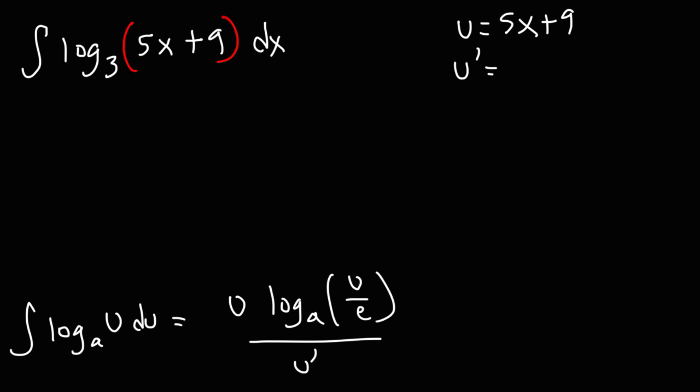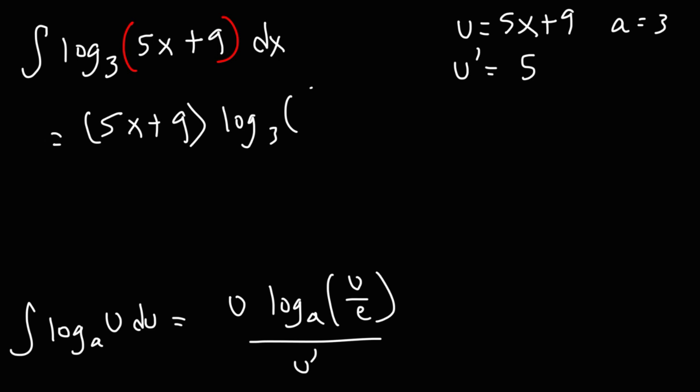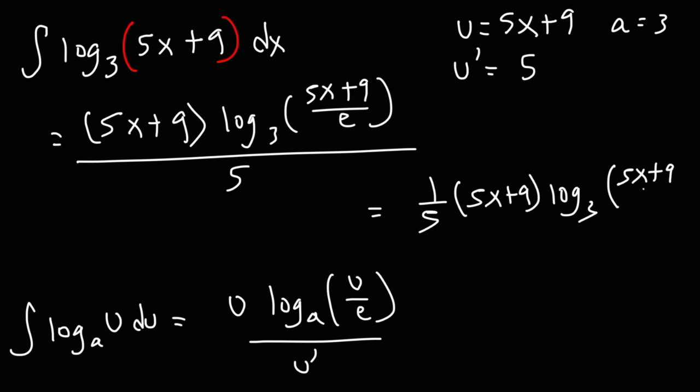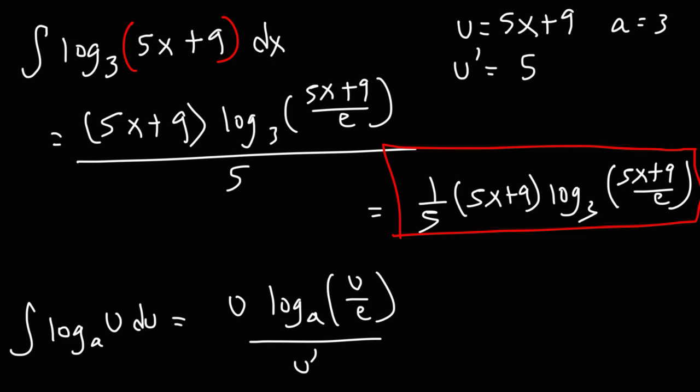u prime, the derivative of 5x is 5. The derivative of 9 is 0. And then a is 3. So the answer is going to be u, which is 5x plus 9, times log base 3 of ((5x plus 9) over e), over 5, which we can write as 1 over 5, and then (5x plus 9) log base 3 of ((5x plus 9) over e). It looks better like that. So this is the answer for the original problem.